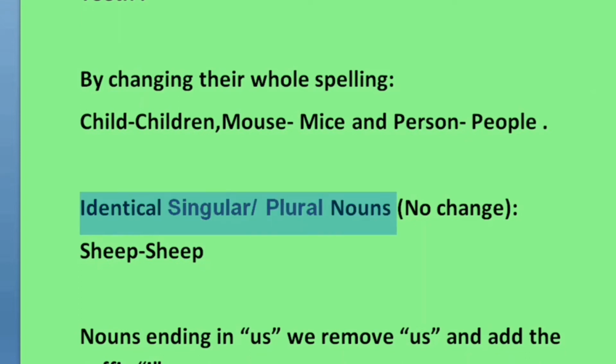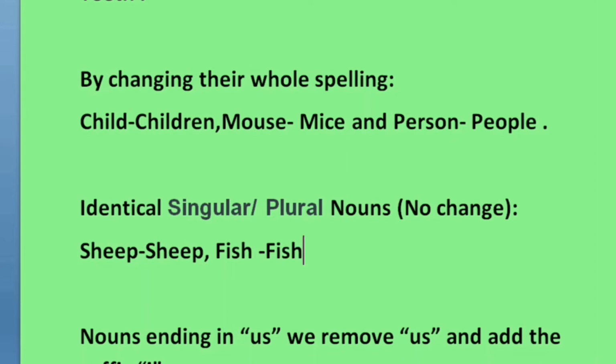So the next rule is that there are some words which are totally identical, which I already discussed. Singular and plural both the same, there is no change. The first word, as you see on your screen, is ship. Ship remains ship. Fish remains fish. We do not change. Both singular and plural are same here.